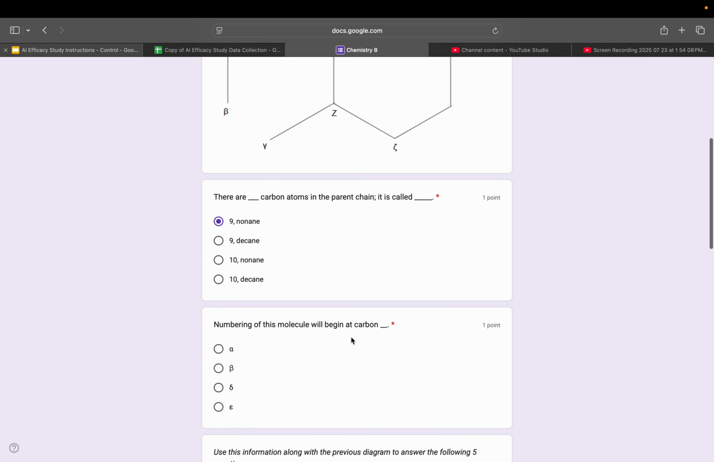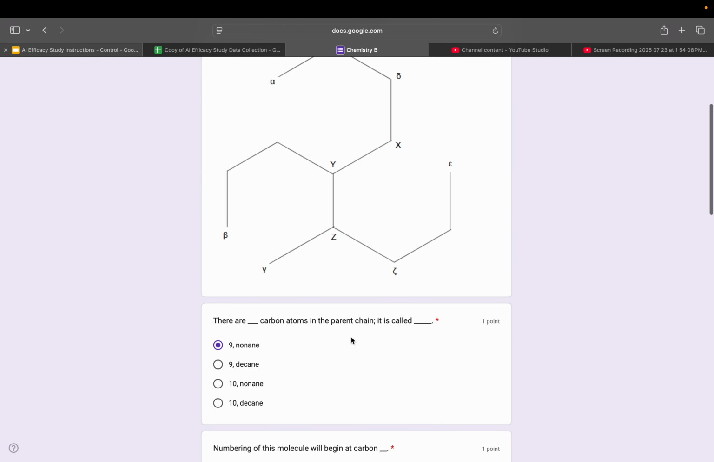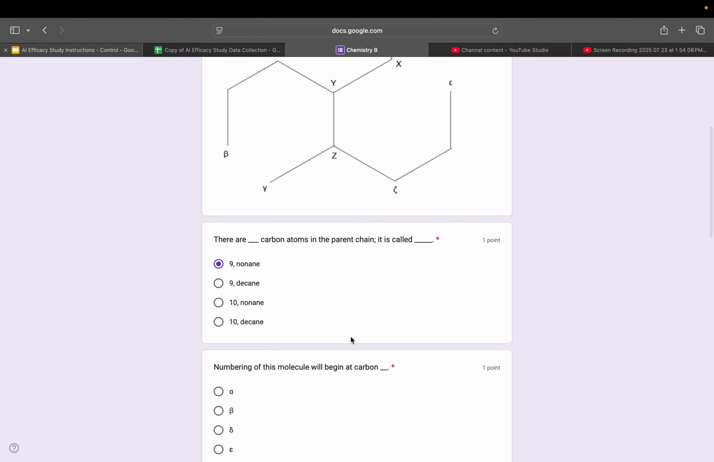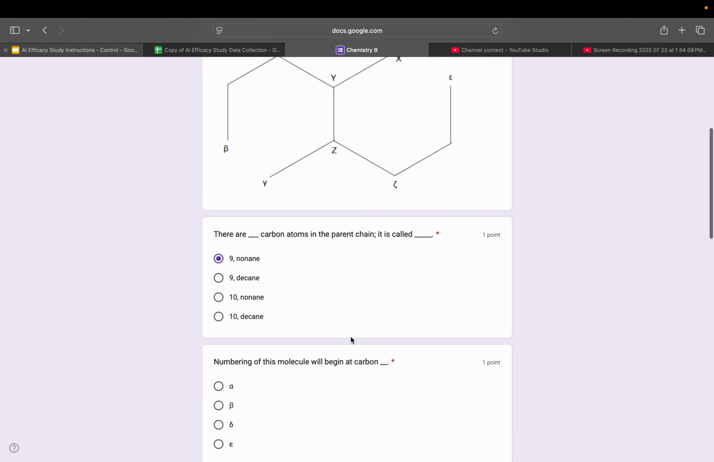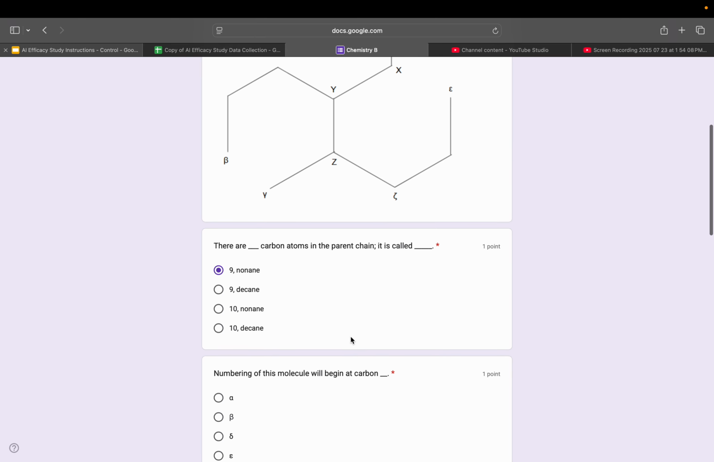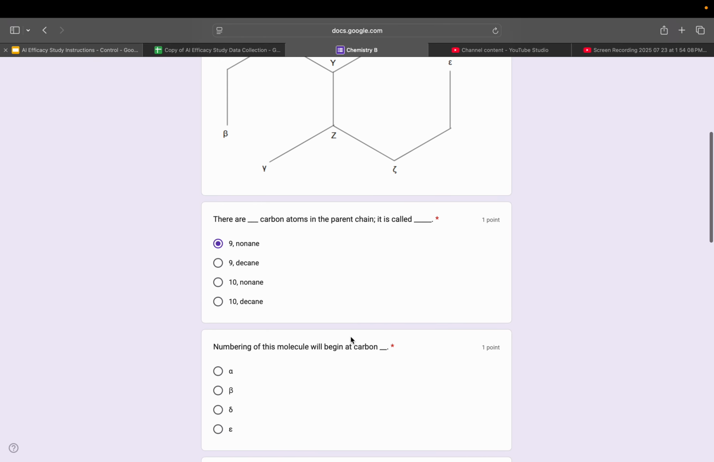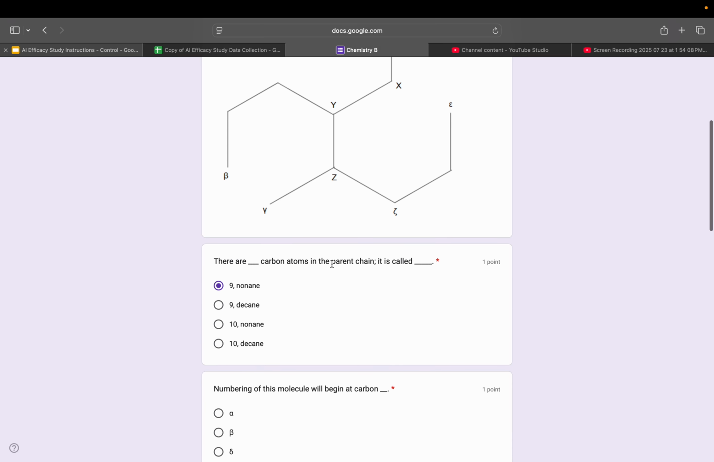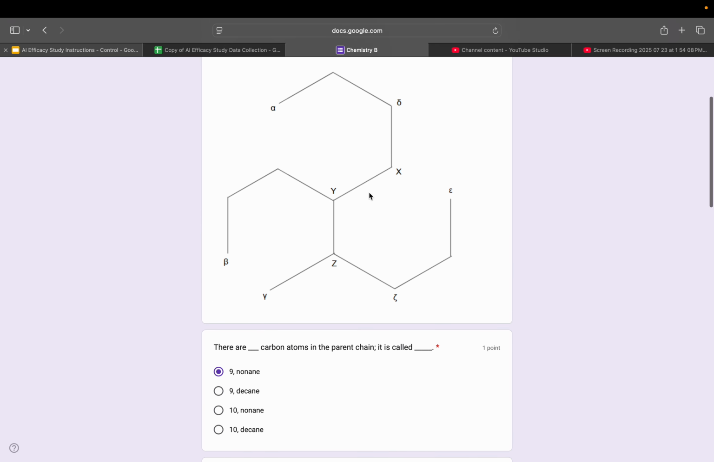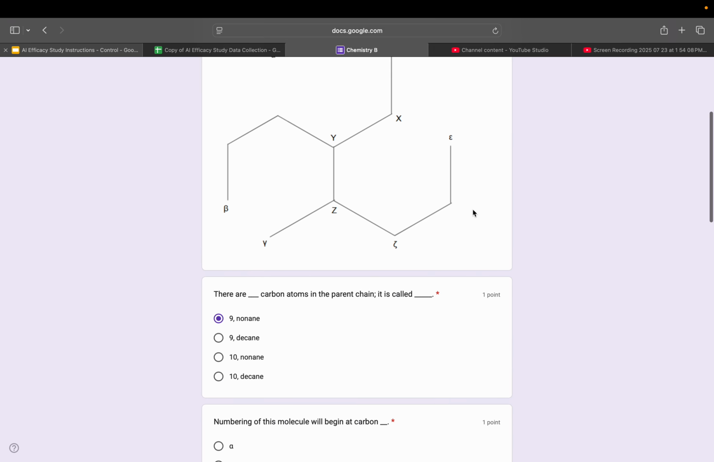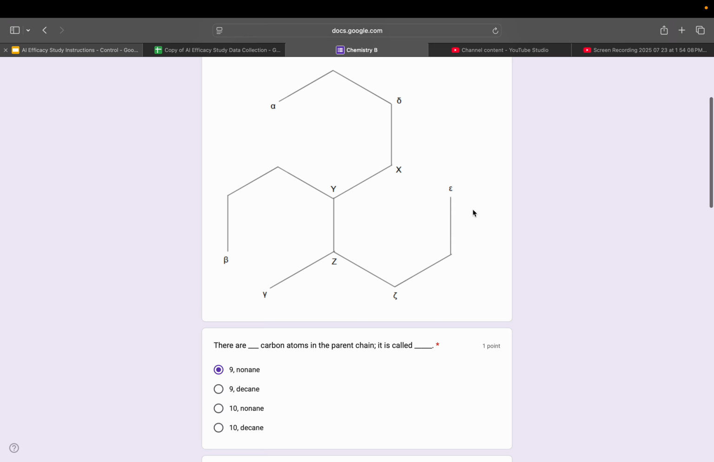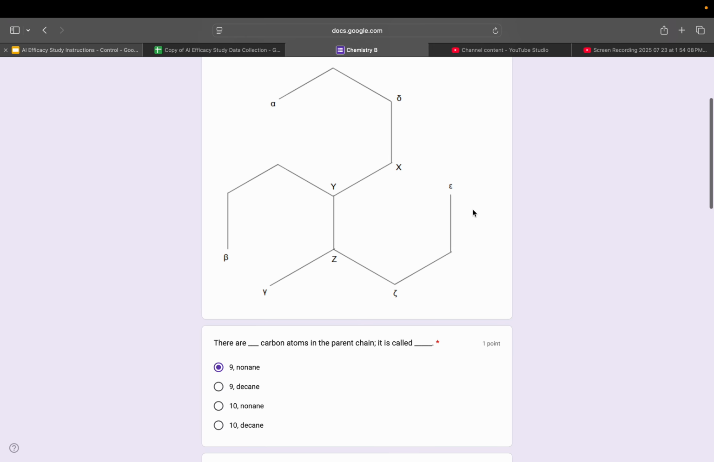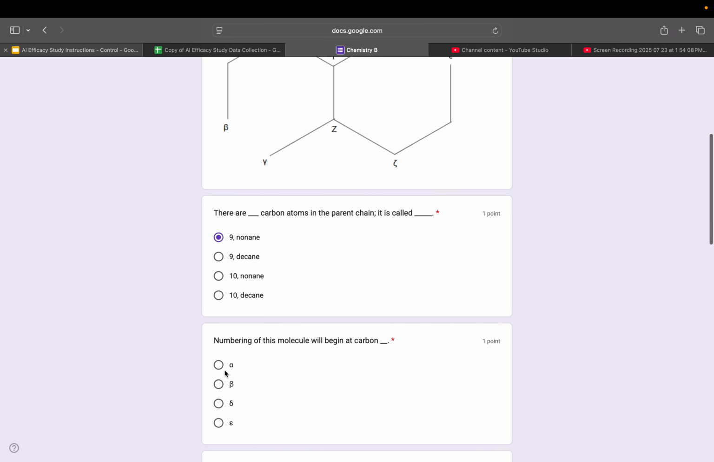Numbering of these molecules will begin at carbon. Okay, that's tricky for me. There are only options: alpha, beta, delta, gamma, epsilon. Alpha, beta, delta, alpha, beta, delta, epsilon. Okay. I'll go with beta, but I'm not sure why.